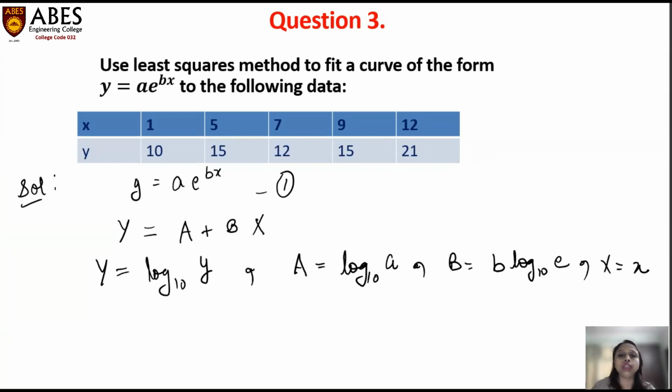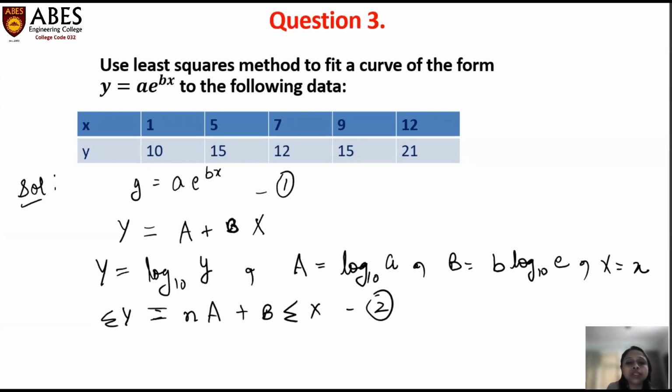So we need to find the values from the given data. Accordingly, we need to form the normal equations first. For this, summation of y will remain the same as we have done for the straight line, but just our constant representation is different now. This is the first normal equation and this is the second normal equation.